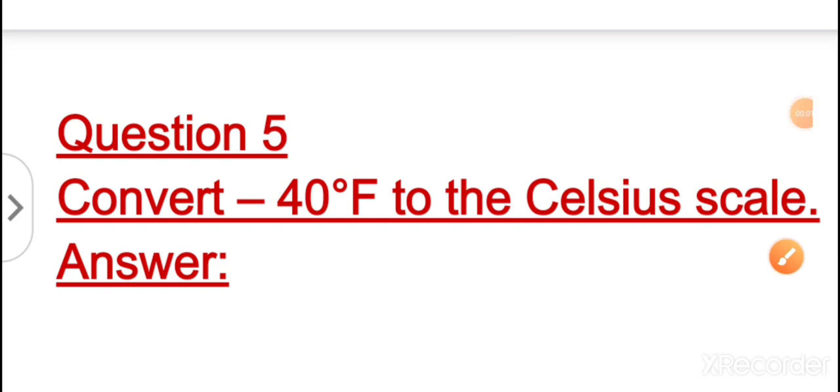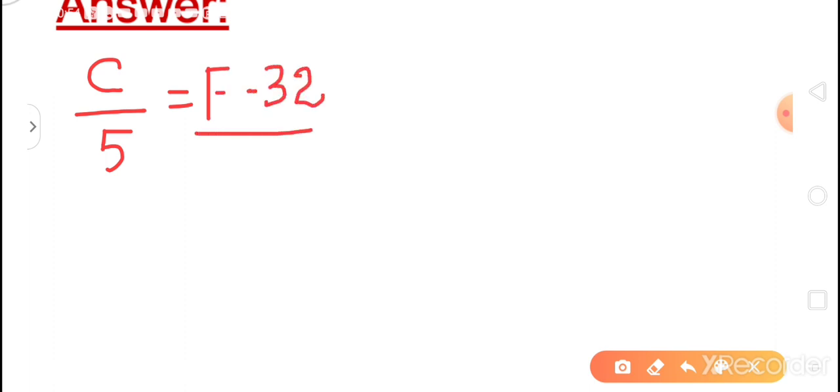So question number 5 is convert minus 40 degree Fahrenheit into the Celsius scale. Here the temperature in the Fahrenheit scale is given. We have to convert the Fahrenheit temperature into Celsius scale. For that we can use the same equation. Let us write the equation first. We know that C by 5 is equal to F minus 32 divided by 9.